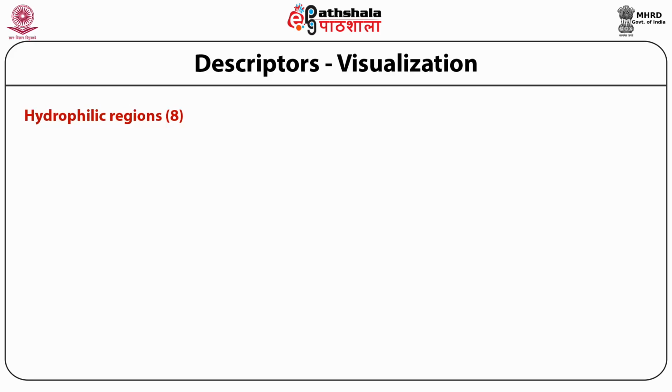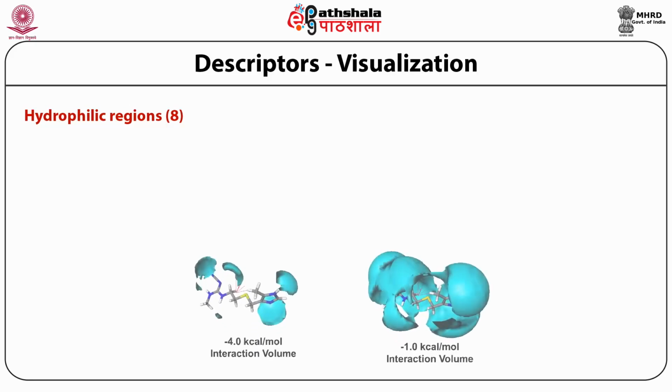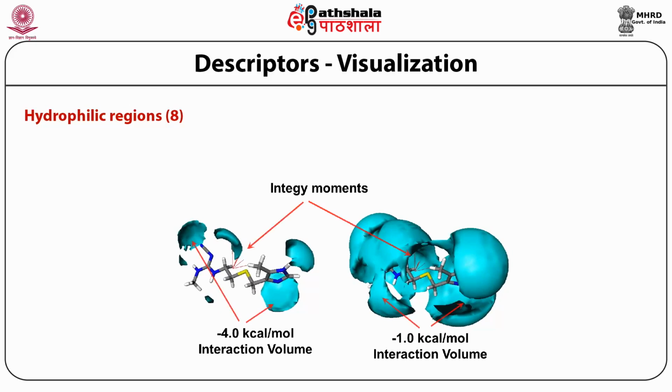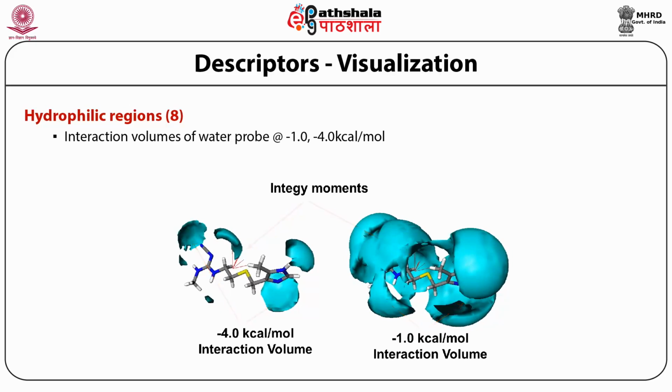So how to find hydrophilic 8 are shown here, and the 8 integer moments are very clearly shown, how the structures are shown here. So interaction volumes are shown here on the left hand side pictures with -4 kilocalorie per mole energies, and the moments are shown by arrows. You can see the 4 arrows over there, and on the right hand side, which is corresponding to -1 kilocalorie.